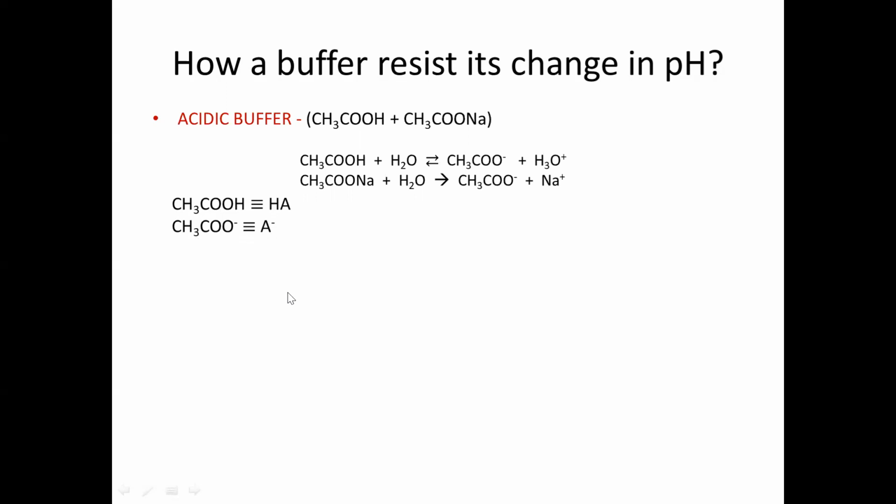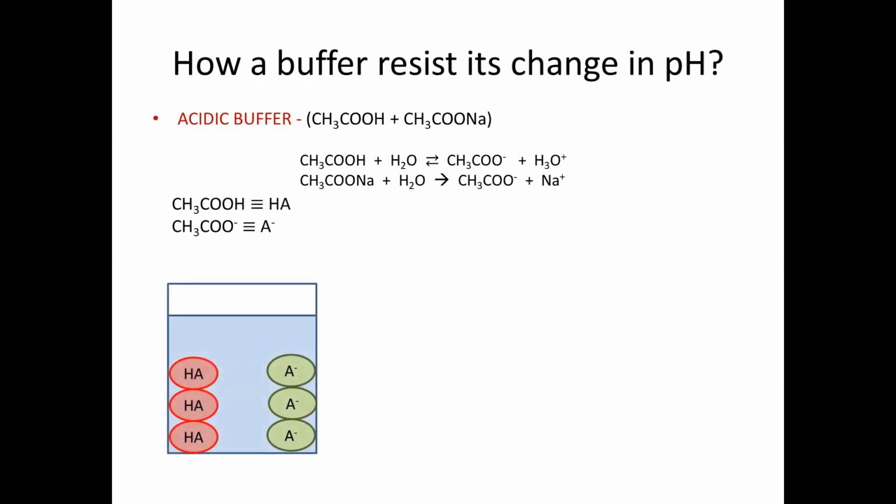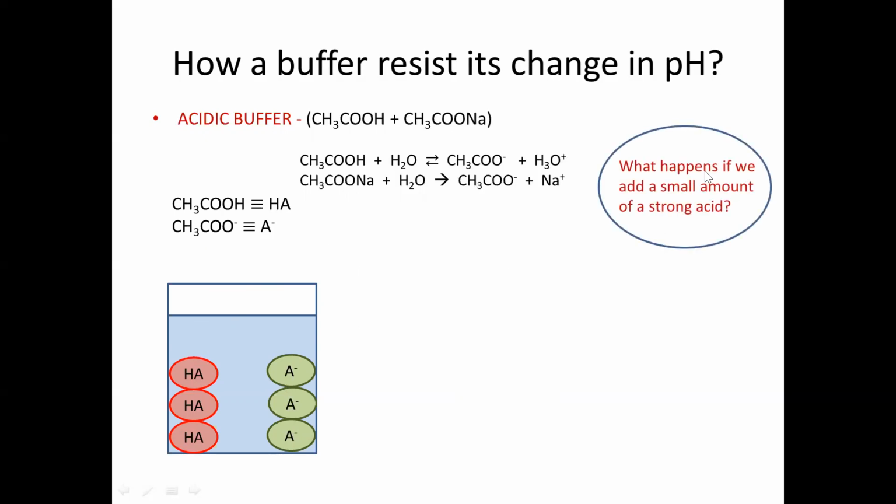Now I'll show you a pictorial representation of how the buffer resists the change in pH. Let us see this buffer solution, which has equal concentrations of the acid as well as the salt. So we have HA, that is undissociated acetic acid, in the solution, and A minus, which is the dissociated acetate ions. Now we will see what happens when a small amount of a strong acid is added to this buffer solution.